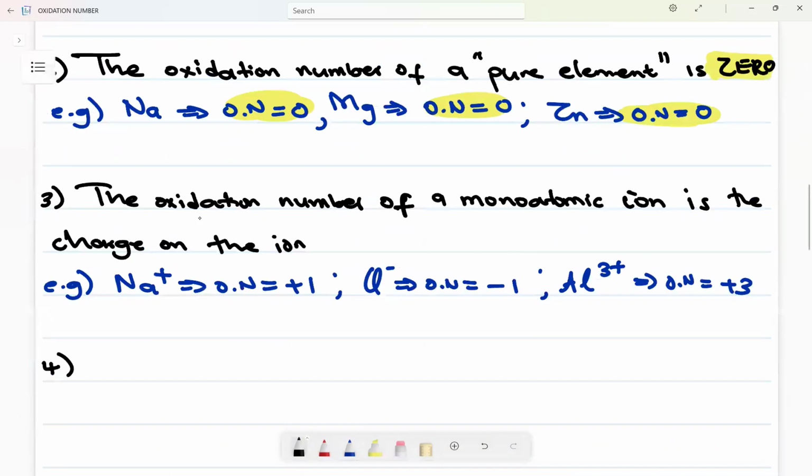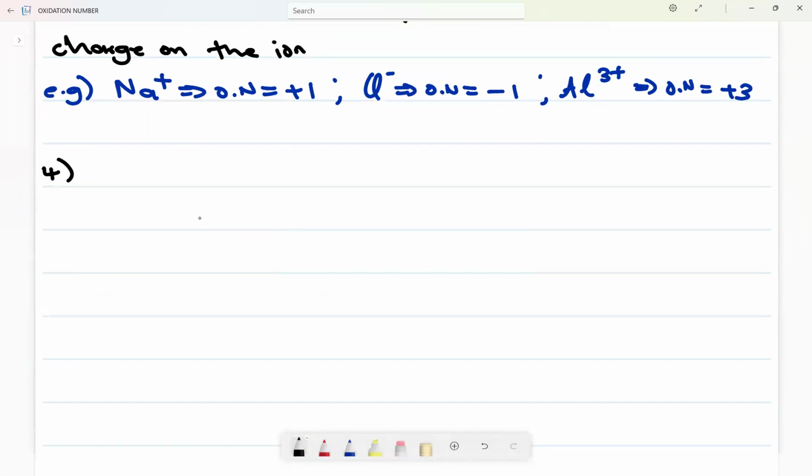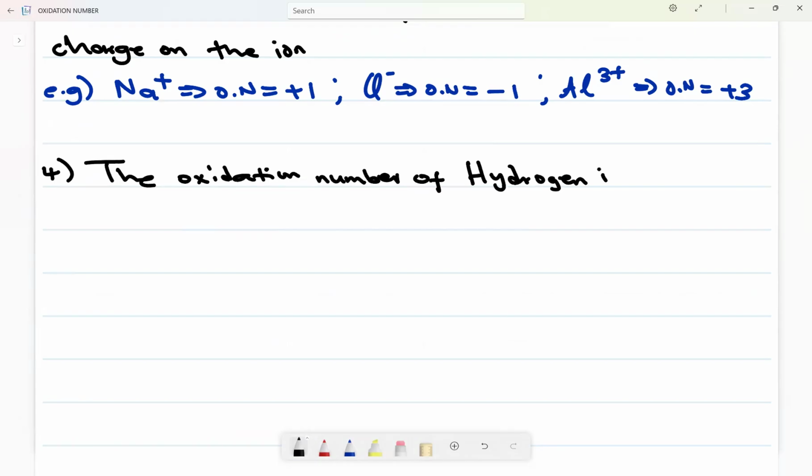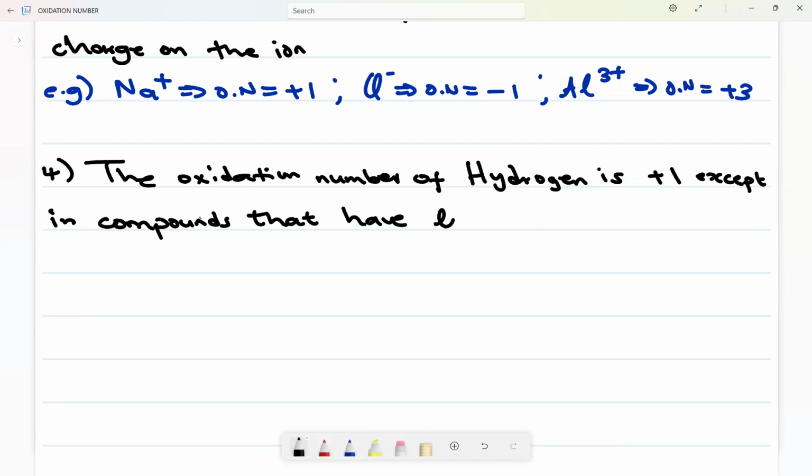So number four, the oxidation number of hydrogen is +1, except in compounds that have less electronegativity than H.